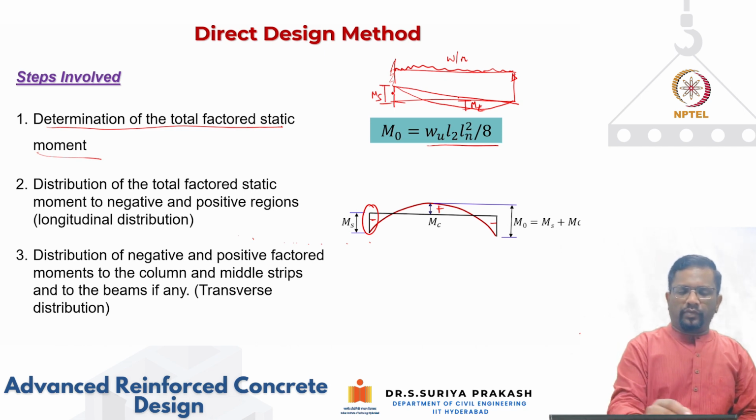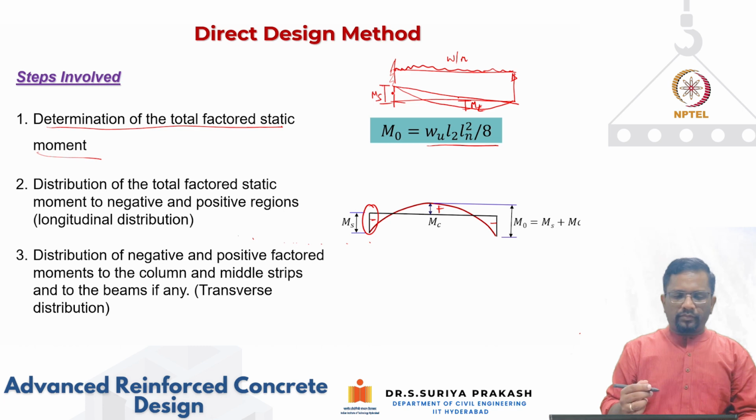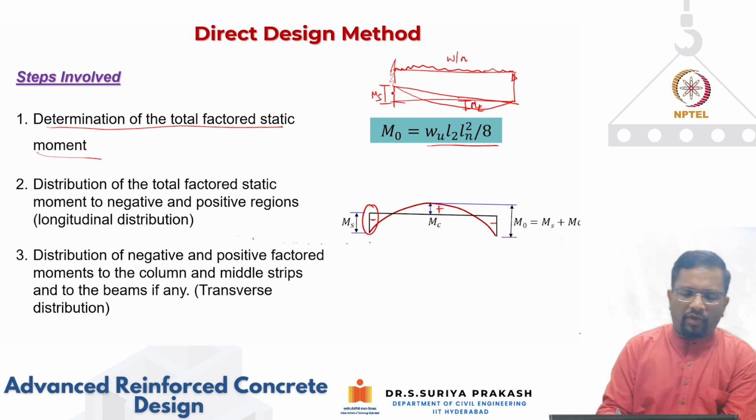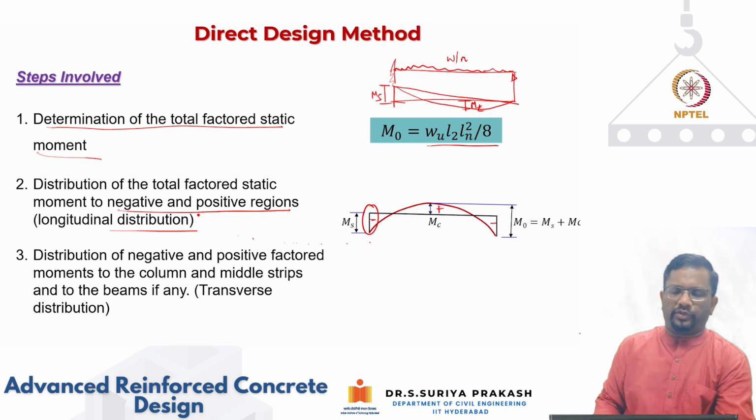So the first step is to calculate the total factored static moment, which is wu times l2 times ln square by 8. Then, once we've got it for each span, we distribute this static moment into negative and positive regions, which is called longitudinal distribution.